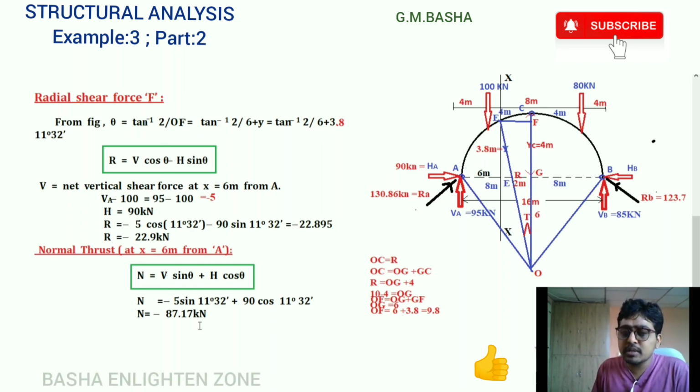So there will be small differences. For finding the theta value in parabolic arches, you take the slope based on the relation 4r by L square x into (L minus x). If you differentiate with respect to x, you will get the slope value. But here the slope value can be taken by using this triangle. That is the only difference for finding the slope in the radial shear and normal thrust.